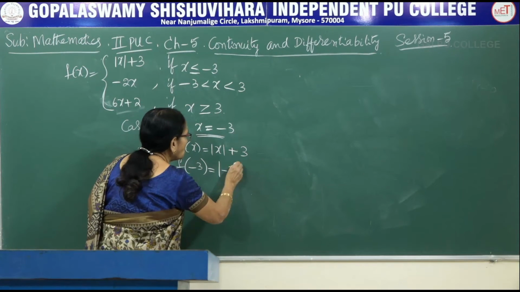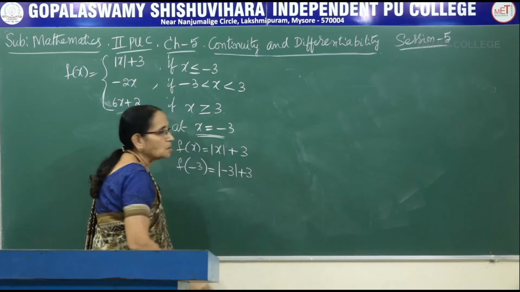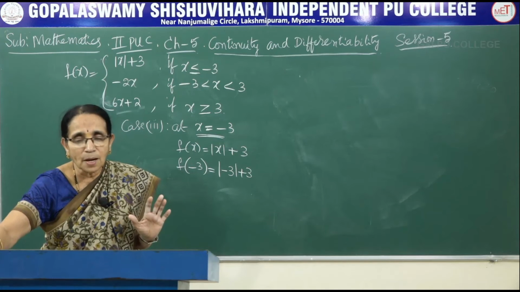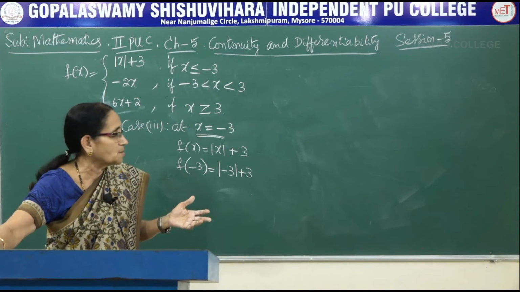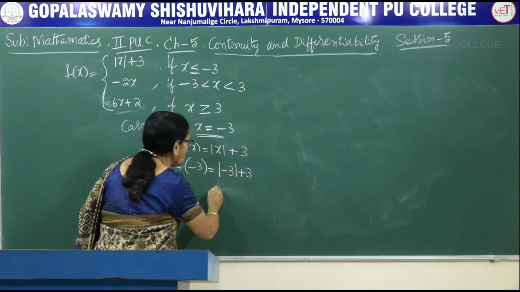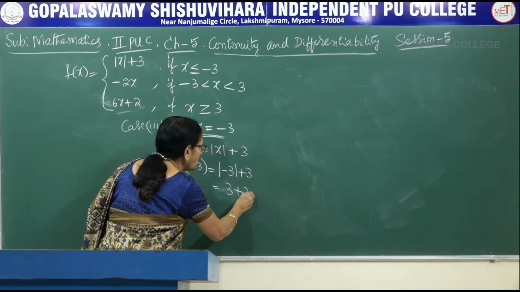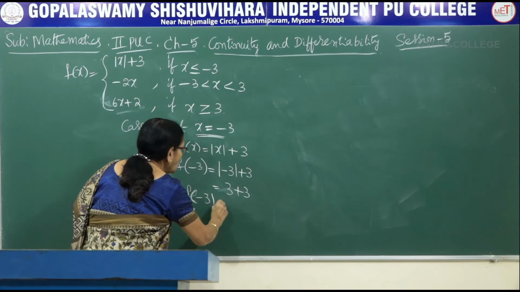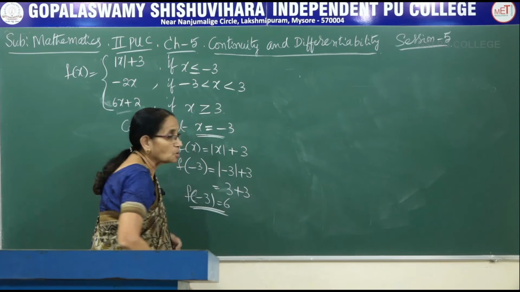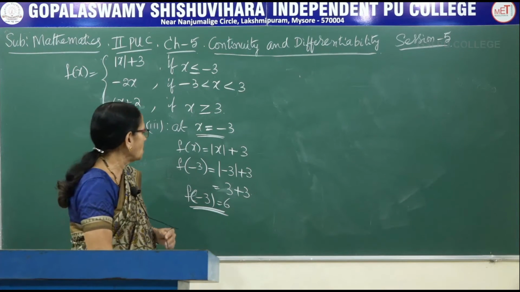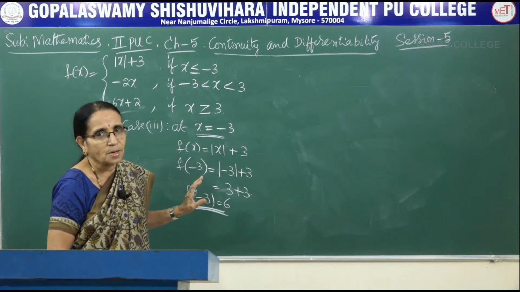So f of minus 3, this is how the function is defined. Then it is modulus of minus 3 plus 3. What is the meaning of modulus function? The image is always a positive quantity. So modulus of minus 3 is 3. So 3 plus 3, therefore f of minus 3 would be equal to 6. So this is the value of the function. Value of the function is plus 6.